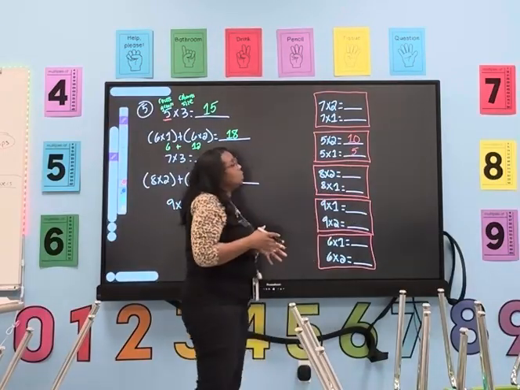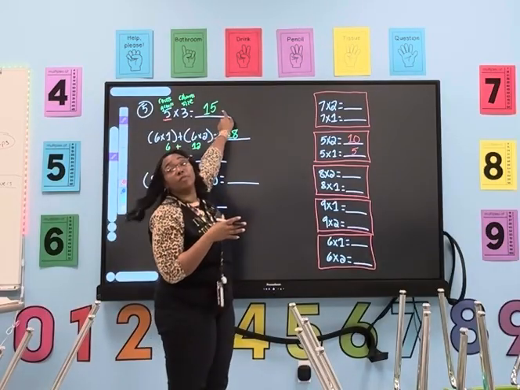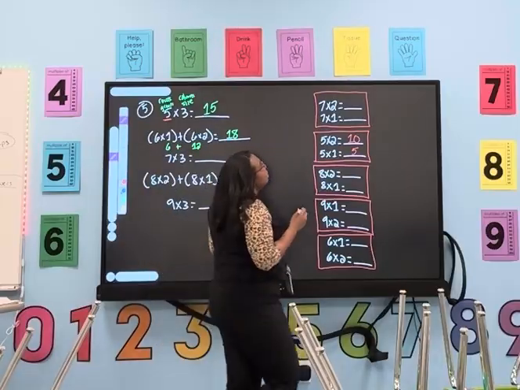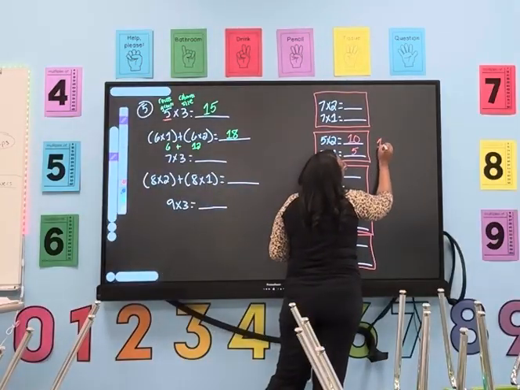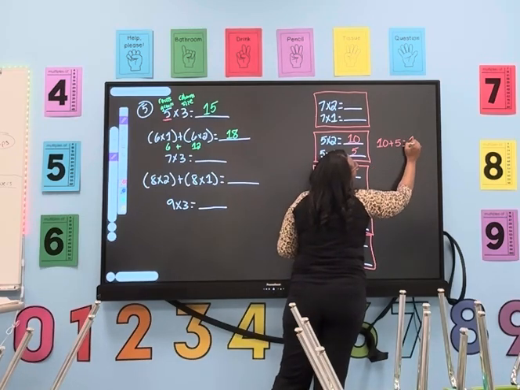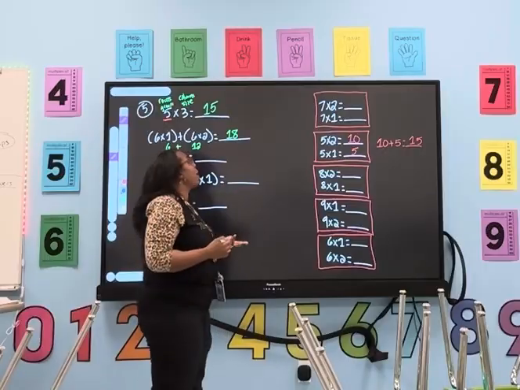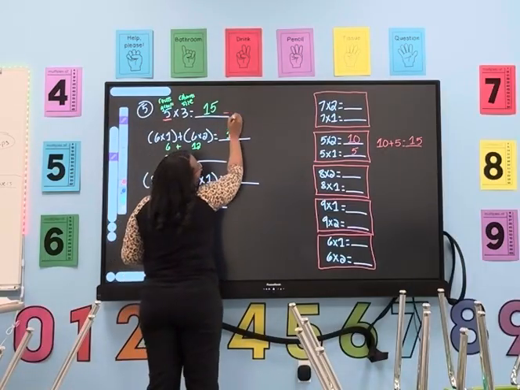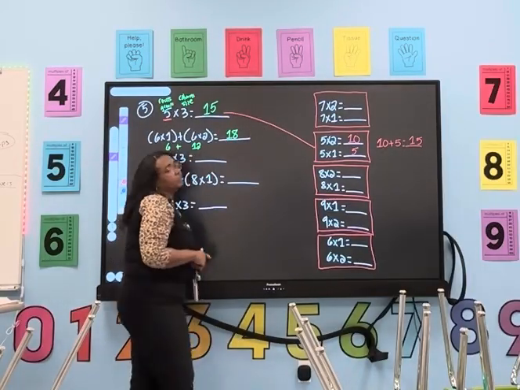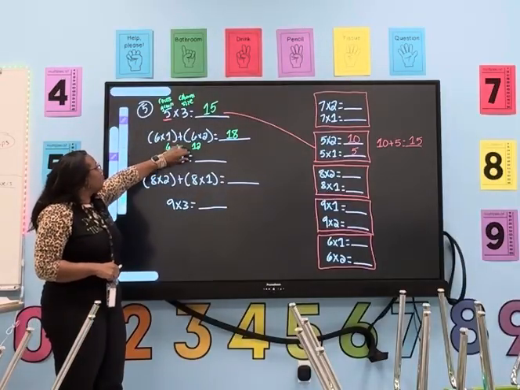Now all I have to do is add them back together to see if I get this total of 15. So let's do that. So we're going to do 10 plus 5. And if I add this together, this will give me 15. So now I know for sure that this is the matching one, and I'm going to draw my line to that one.